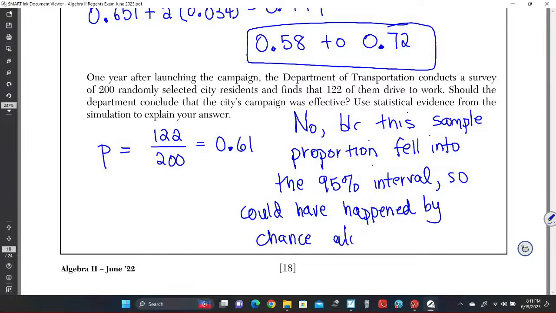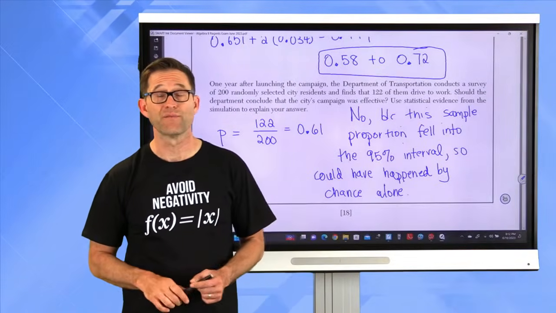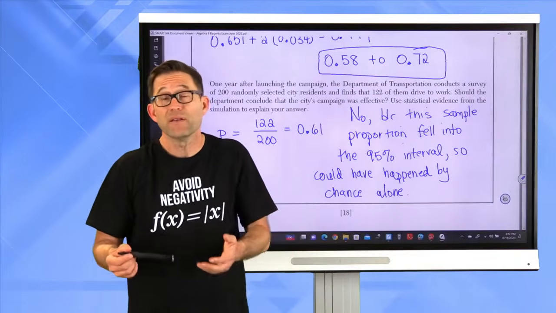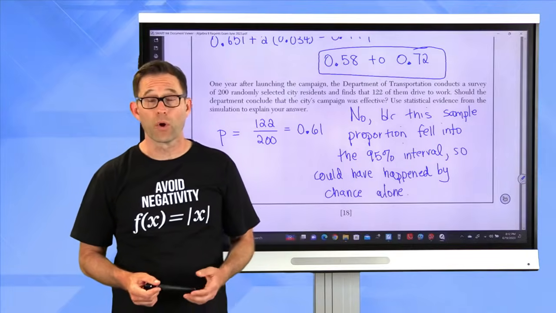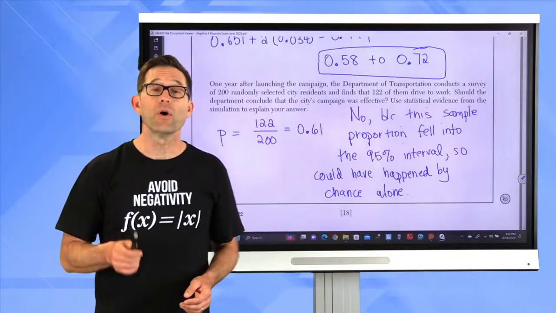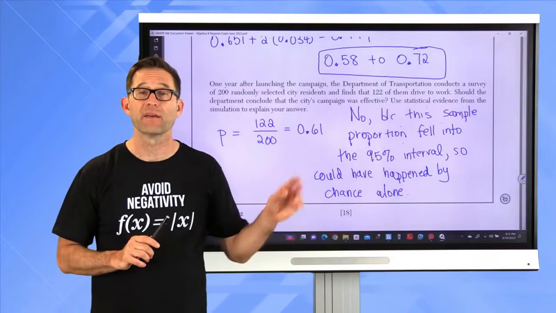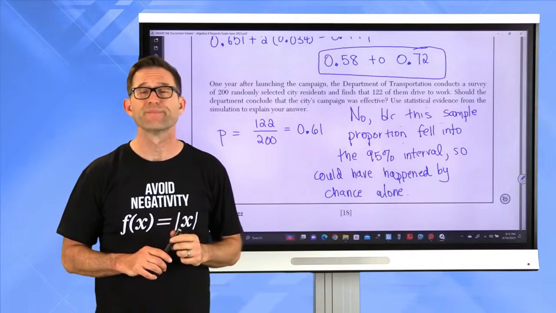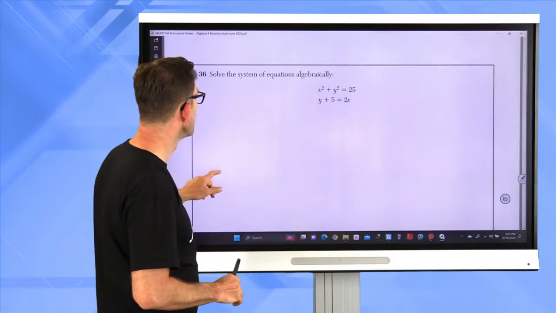It could have also happened because the campaign was effective. Maybe not hugely effective, but maybe it did slightly lower the percentage of people that drive to work, all right? But we don't have conclusive statistical evidence of that fact because that falls in this interval. That can be a little confusing. All right, let's keep going.